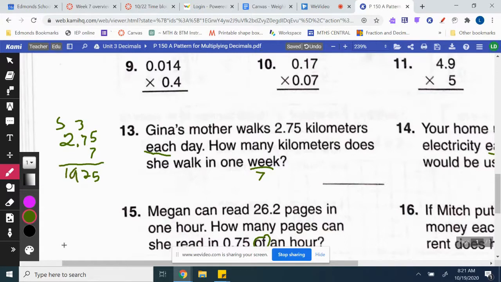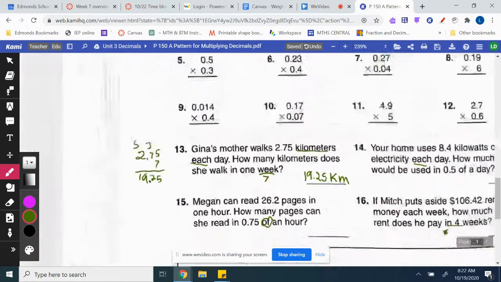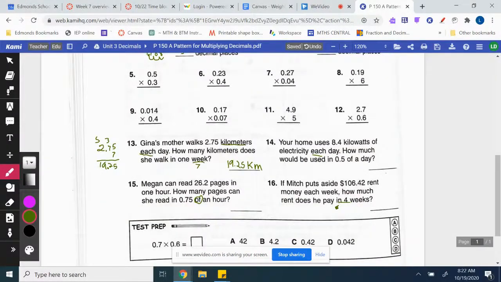And I'm going to count my decimal places. I have 2 in the first number and 0. So that's 1, 2. So she walks 19.25. And I have to label it kilometers because I cannot have naked numbers in story problems. Kilometers, abbreviated as km. Go ahead and do the evens and let me know if you need help.